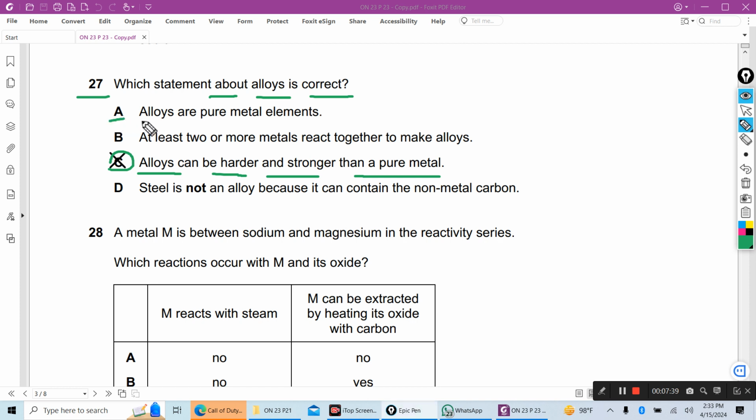A is wrong. Why? Alloys are pure metal element, or metal mixed with non-metal. So this is wrong. B, at least 2 or more metals react together to make an alloy. Metal or non-metal, non-metal may be added. Steel is not an alloy because it can contain non-metal carbon. Steel is an alloy. So this is wrong. C is the right answer.